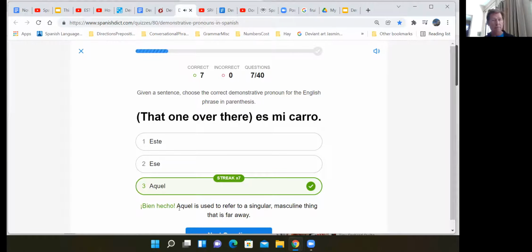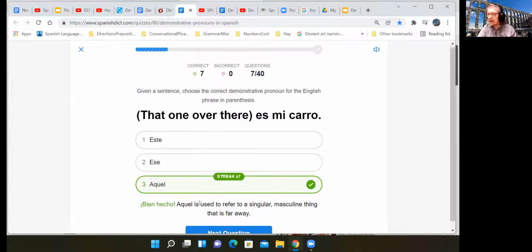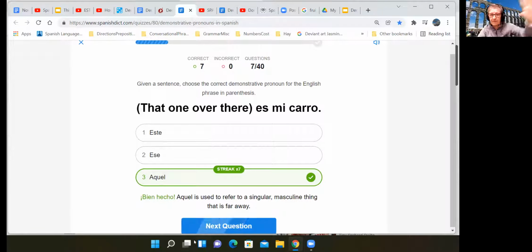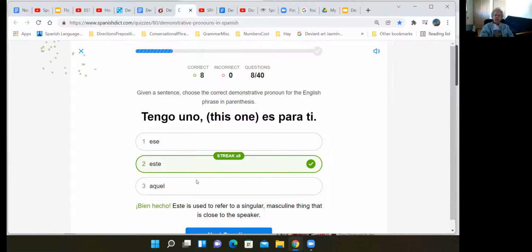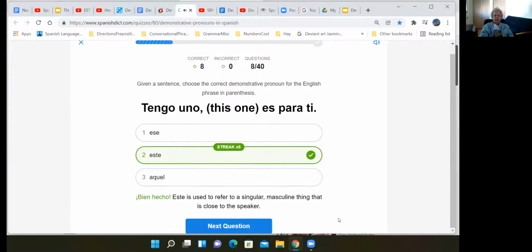Aquel. If you've got a point like over there, aquel is the right one. If it's out of reach, think about it, if it's out of reach, it's in that aquel family. Okay. Bien. Tengo uno. I have one. This one is for you. Este es para ti.